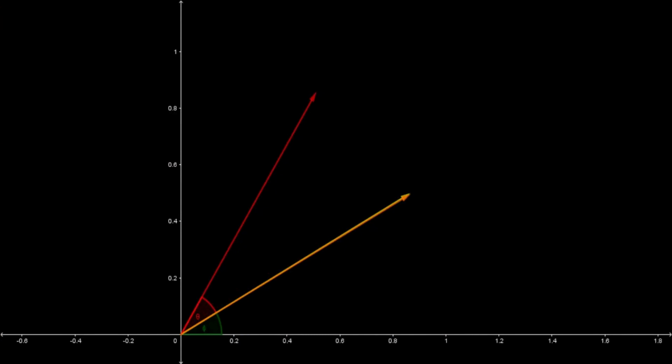Now, let's name the yellow vector. The yellow vector, let's say, is (x naught, y naught), and the new vector is (x, y). Notice that the lengths of the two vectors are equal. However, the direction of each vector is different.